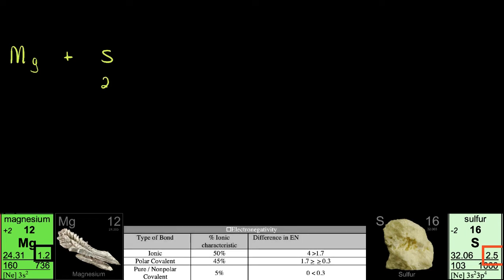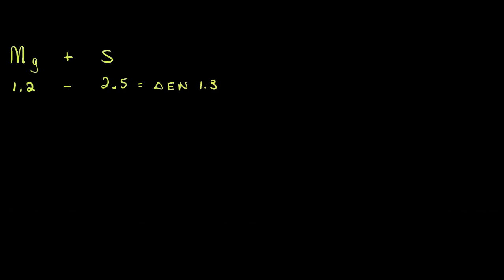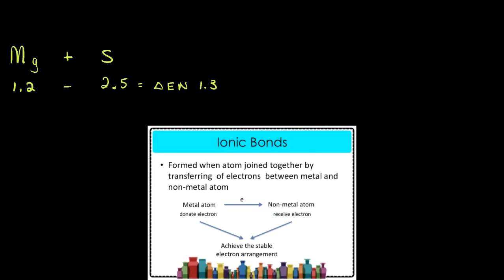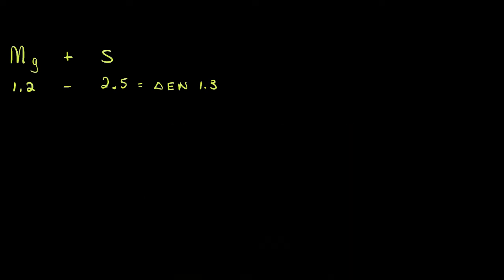So magnesium and sulfur, we'll start with the most attractive. The most attractive is 2.5. Magnesium's is a 1.2. When we subtract these two things, you're going to notice something here, that our change in electronegativity comes out to only be a 1.3. So you might say, wait, a 1.7 is supposed to be the border for what would be considered an ionic. Now this would be considered a strong polar, but since you have a metal, metals want to give away electrons. Non-metals want to gain electrons. So this is going to form an ionic bond between these two.